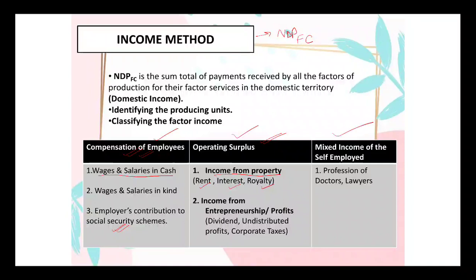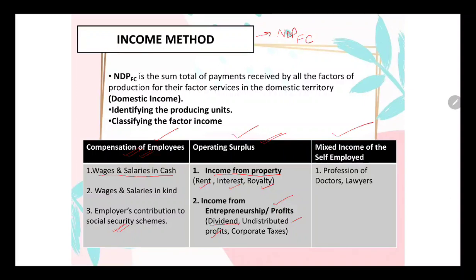And when we talk about income from profits or entrepreneur, here we have the first one, which is dividend. We can say dividend, or there's another name, which is distributed profits, right? So dividend is basically that part of the profit which is paid to the shareholders, right? Then we have the undistributed profits, or you can say the retained earnings.